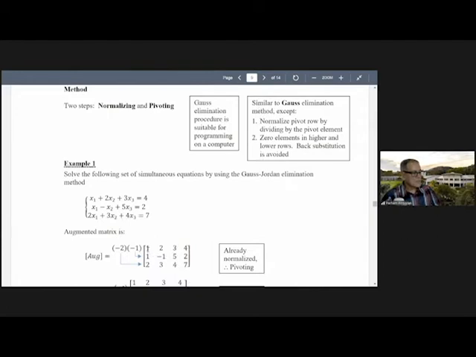To do this, again, we said 2 steps: normalizing and pivoting. Normalize means make this term 1. It is already 1 here, so we don't need to normalize. It's already normalized, so we are fine. Pivoting means using this term that we normalized as a pivot element to make this term and this term 0.